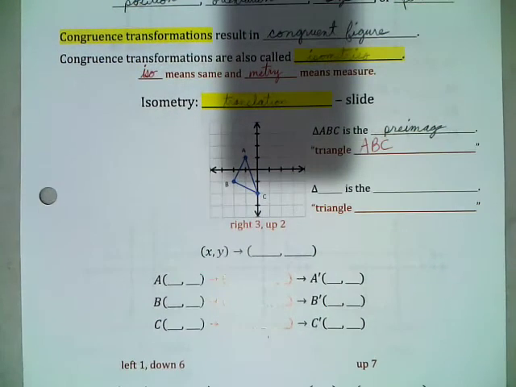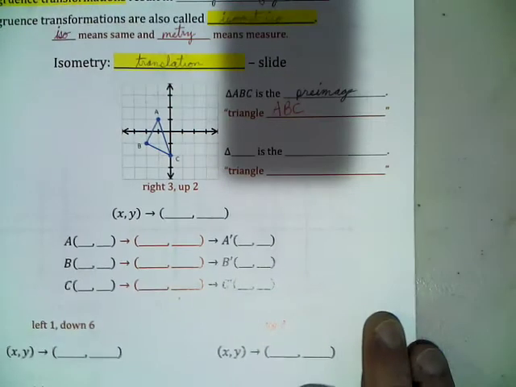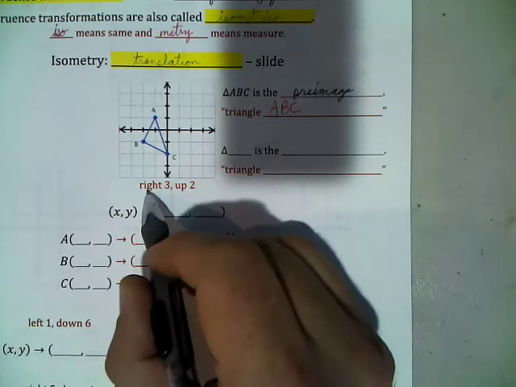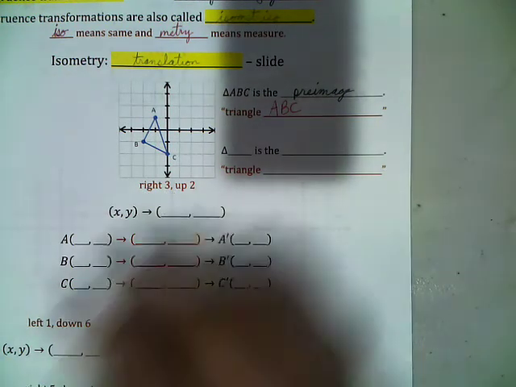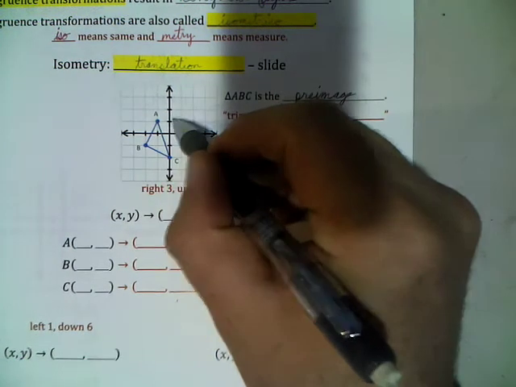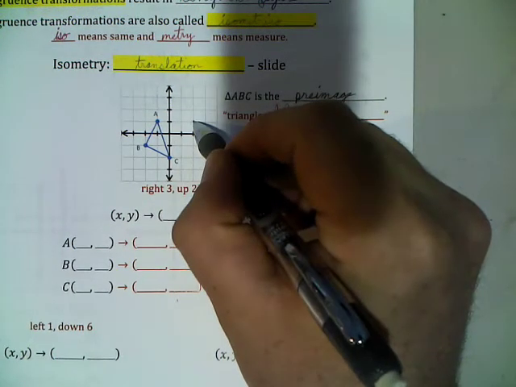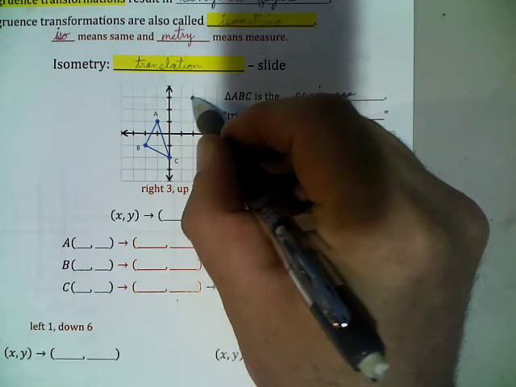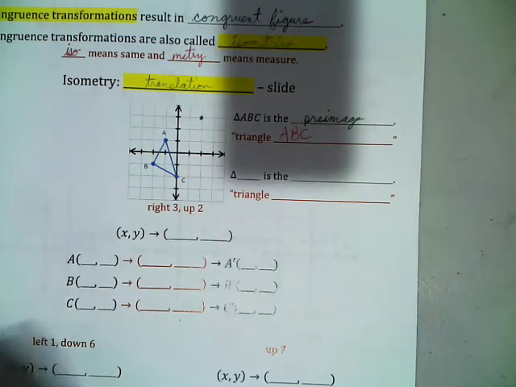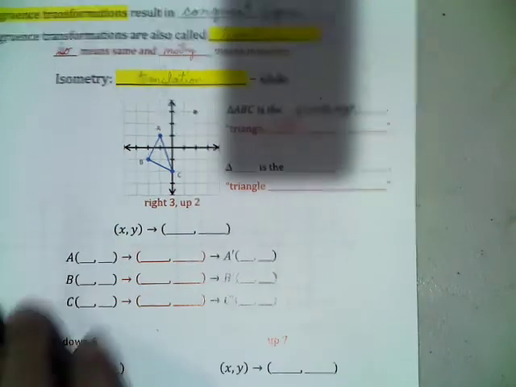And we're going to translate this. I'm going to try to get this out of my shadow a little bit here. So we are going to translate this right 3 and up 2. And this is real simple. We're going to take the point A and literally do what it just said here. So I'm going to go 1, 2, 3 to the right, and 1, 2 up. And there is my new transformed point, my translated point.